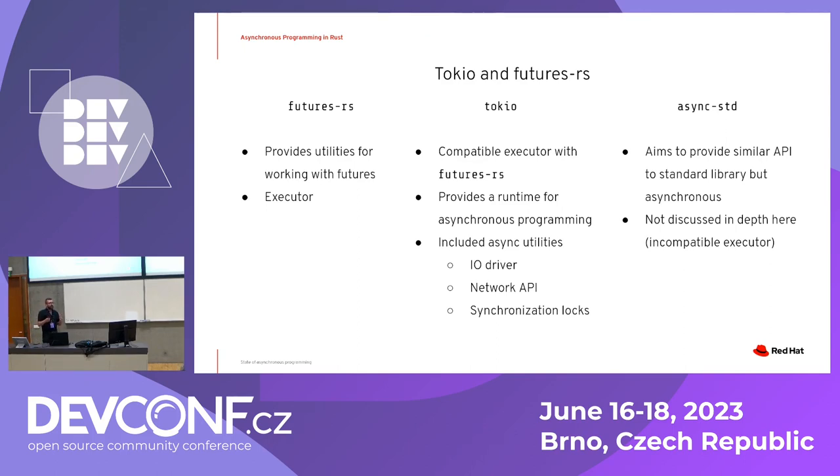And then I figured I should also call out async-std, but it does not have an executor compatible with futures-rs and Tokio, so the two generally bump into problems when used together. It aims to provide a similar API to the standard library, but it's all asynchronous. So this is becoming more popular for people that want to do asynchronous standard library operations.